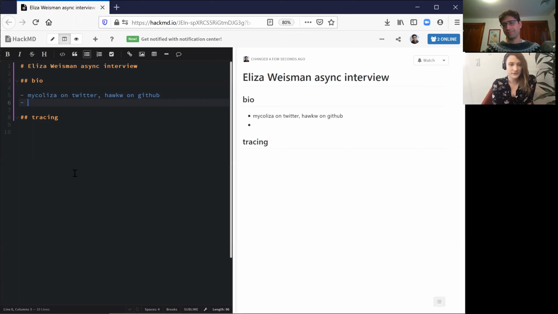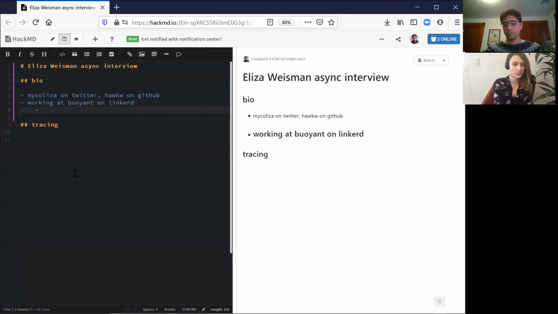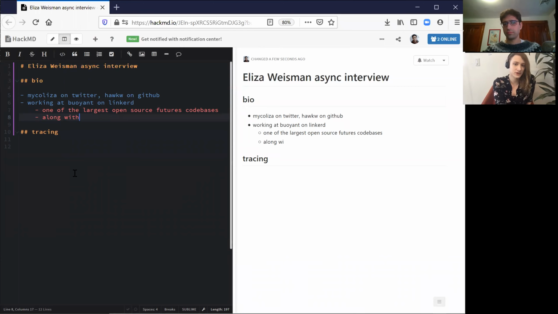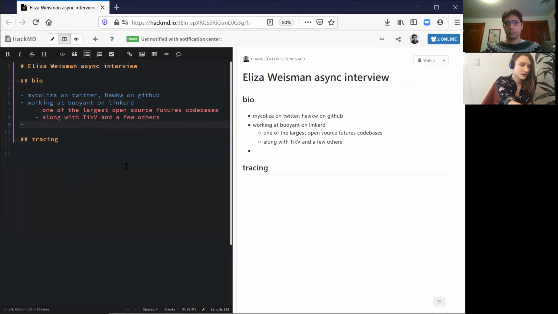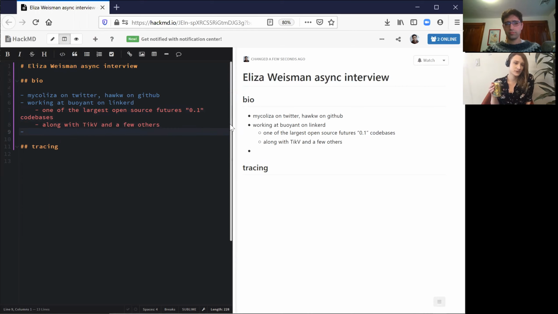I am a software engineer at Buoyant in San Francisco, where I work on Linkerd, which is probably one of the largest open source futures 0.1 code bases. Probably us and TiKV and maybe a couple of other projects. And I'm also on the Tokio core team, I suppose, which we have only sort of started to formalize. And I'm also the primary maintainer of the tracing crate.